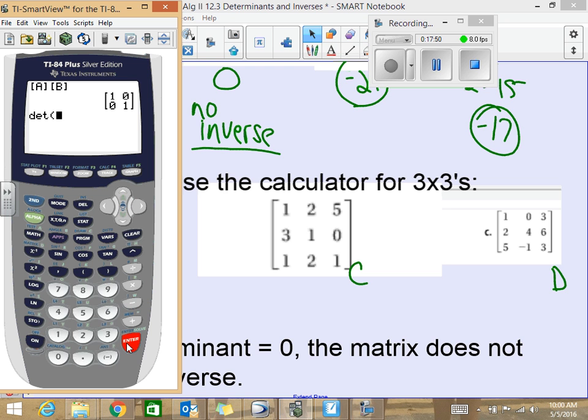For me, that's matrix C. So I go back into matrix world, I choose C, and I hit enter. And 20.